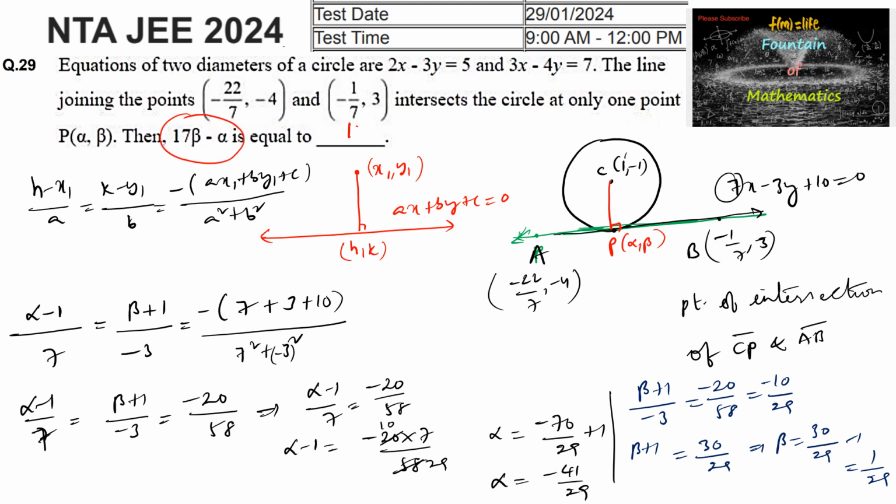So we can write 17 times the beta value, which is 1 by 29, minus the alpha value, which is minus of minus, plus 41 by 29. So 17 plus 41 is 58. 58 divided by 29 is 2. So the answer for this question is 2.